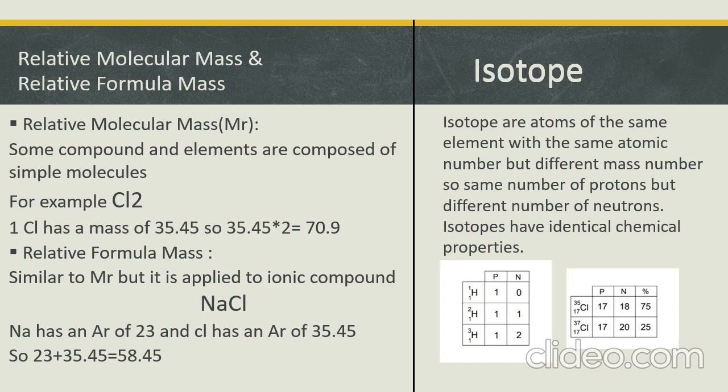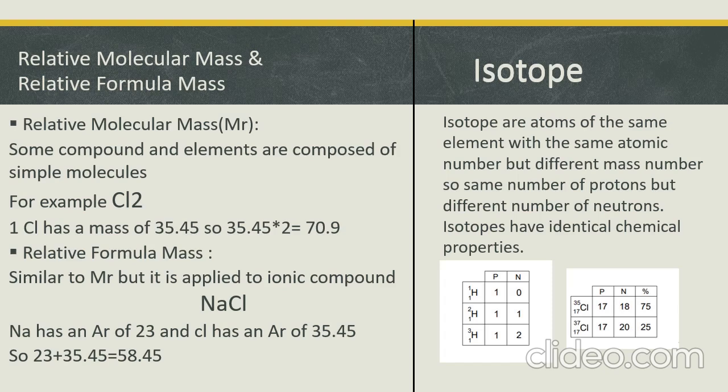Now in the exam, sometimes it's a 5-mark question if you are asked to define isotope. The first mark is isotopes are atoms of the same element. Second mark, same atomic number. Third mark, different mass number. Fourth mark, same number of protons. Fifth mark, different number of neutrons. And sometimes you can say isotopes have identical chemical properties. It does not matter. So over here, we have hydrogen.